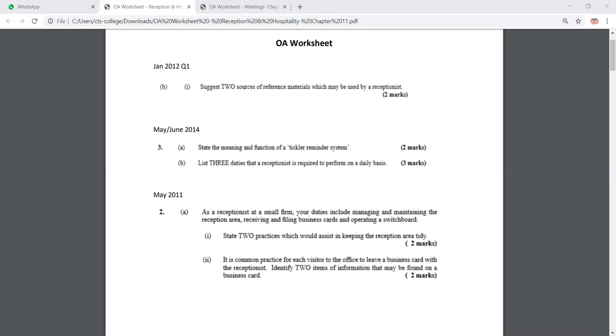Right, so one of the practices that Sarvana just gave me, one of the correct points there is what? Have garbage bins easily accessible and on site. So that's one. What else? How else can you keep the reception area tidy? Organizing important papers. You're on to something there. So organizing important papers and filing them away.